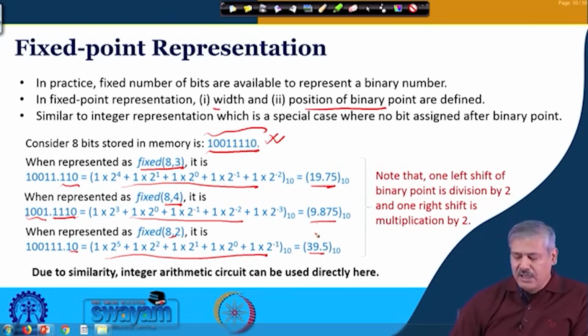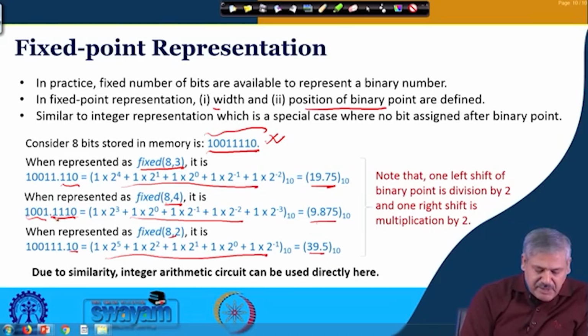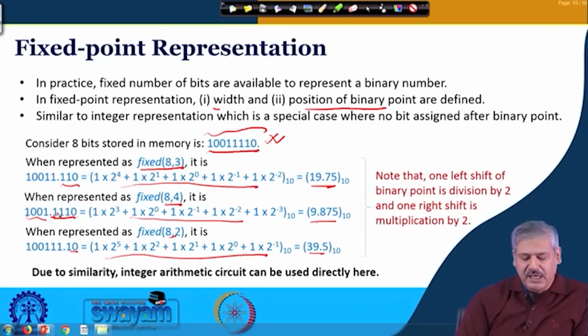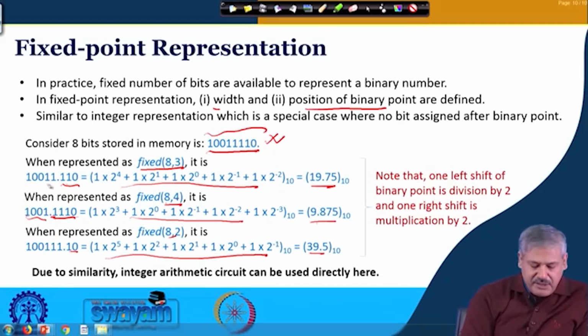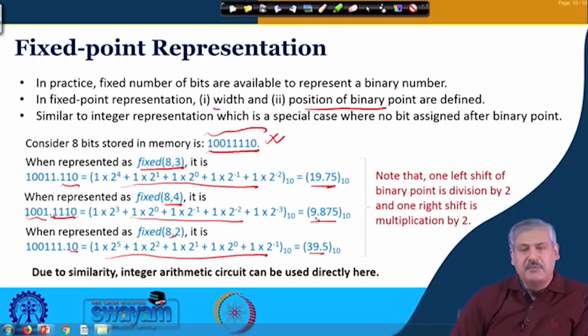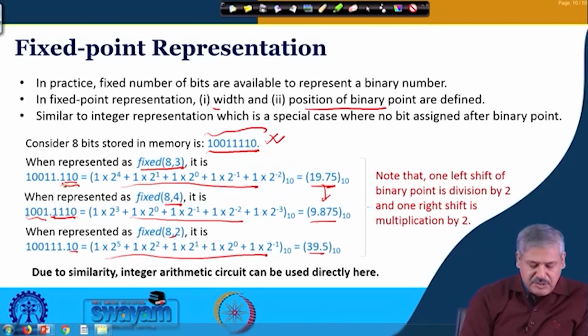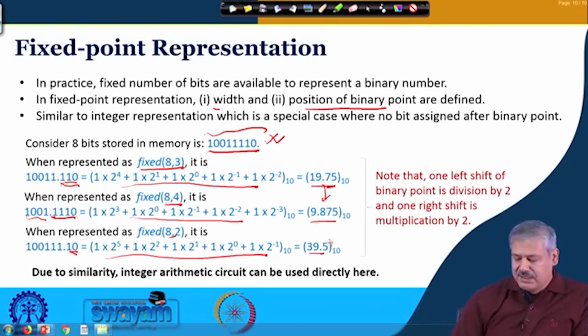And one thing you note here is that by shifting this binary point towards the left, what has happened? The number has become divided by 2. You can see that this number 9.875 is half of this one. And if you shift it towards the right, this was 0.110, this is 0.10, this is 39.5, it is multiplied by 2. So if you shift 2 units, it will be 2 to the power 2.